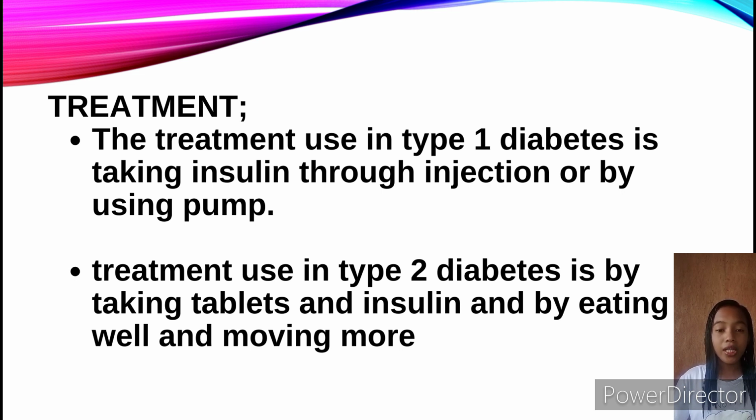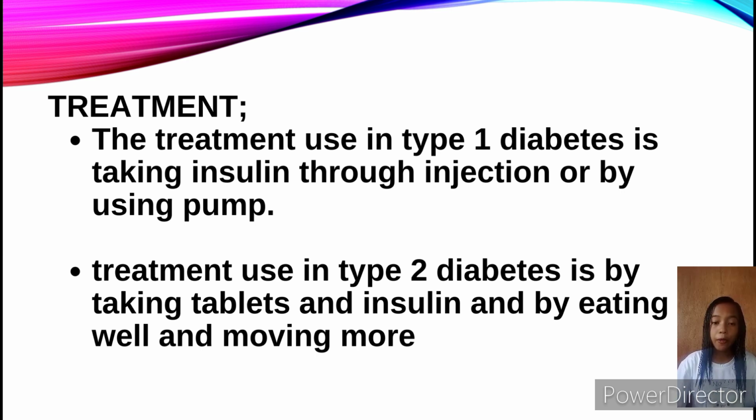Pag mas marami tayong kinakain ng matamis na pagkain, malaki ang tsansa na mas mabilis tumaas ang sugar level natin. Ibig pong sabihin, kapag tayo po ay may type 2 diabetes, mas madali po tayong makaka-recover if mag-engage po tayo sa mga outside exercises like jogging, biking, cycling, and many more.